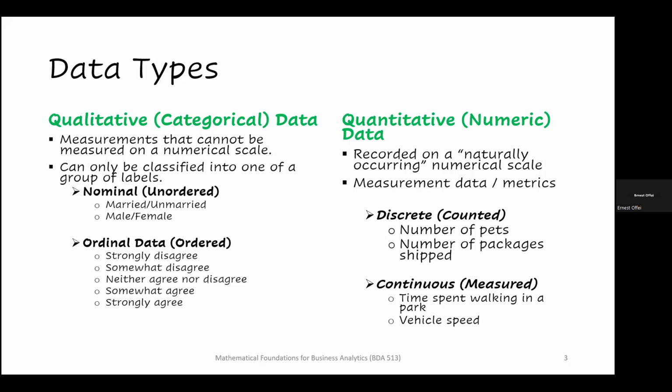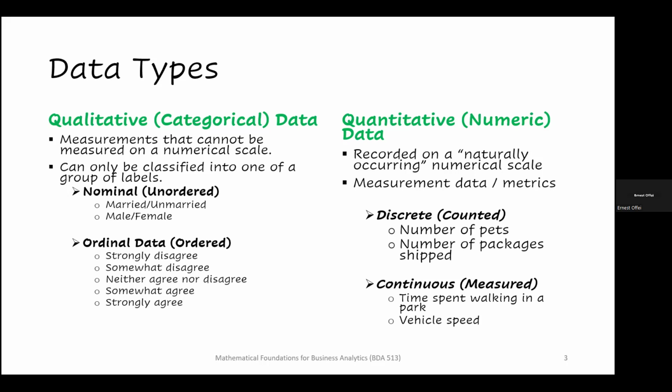In terms of data types, we have qualitative data and then quantitative data. Qualitative data is the same as what we call categorical data. Now, this categorical data can either be nominal or ordinal. When we say that it is nominal, it means it is unordered.